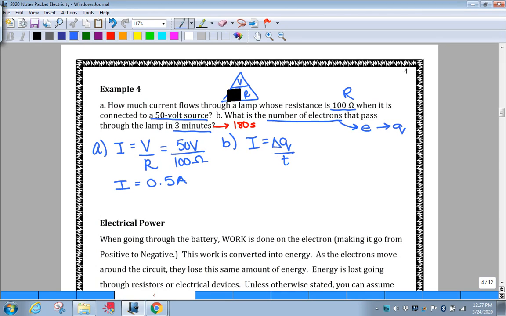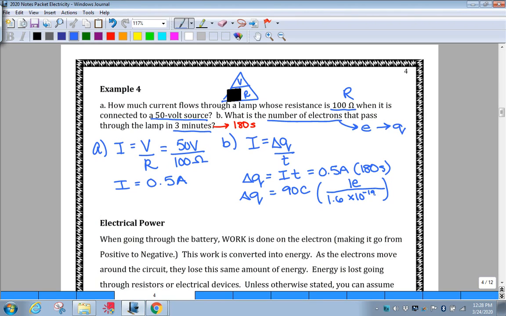Then we're going to rearrange our equation. I'm going to bring T up next to I, so it's going to be I times T. We have the current from part A, 0.5 amperes, and 180 seconds for our time period. So the charge that flows is going to be 90 coulombs. But coulombs doesn't give us our answer in electrons. I need to convert from coulombs into elementary charges. Do you remember that conversion? 1 elementary charge equals 1.6 times 10 to the negative 19th coulombs.